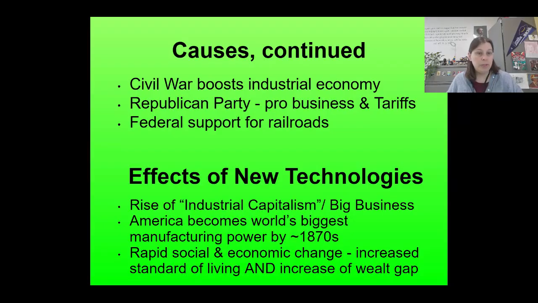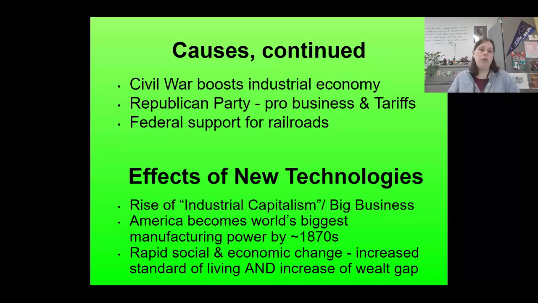We become the world's biggest manufacturing power by 1870, and we have positive and negative impacts on people broadly. We're going to increase the standard of living. Stuff becomes a lot cheaper and more available. My favorite example of this, of course, is soap. When soap gets mass produced, it becomes much cheaper and more easily available.